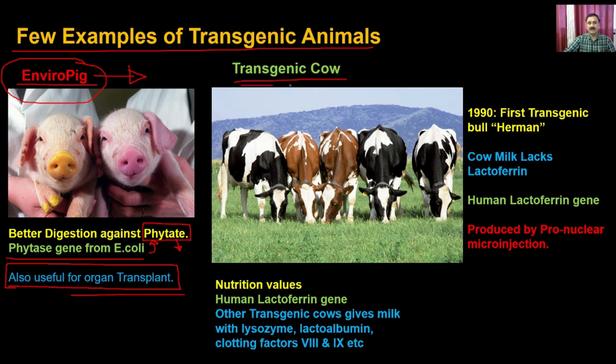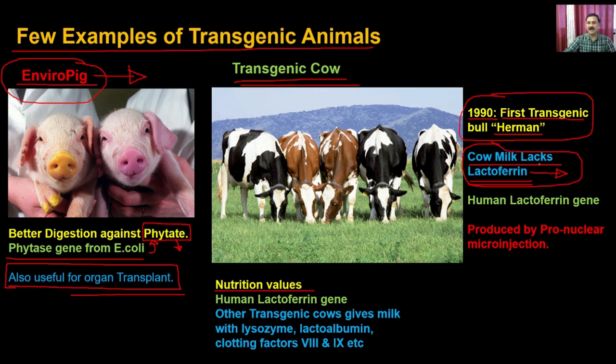Then we have the transgenic cows. So the first transgenic cow, or the bull actually, is called Herman, and that was developed in the year 1990. So you know that the cow is always being used for milk production, and that is for the nutritional values. So cow milk actually lacks one very important protein which is required for humans, called lactoferrin, and this lactoferrin is very much good or essential for humans.